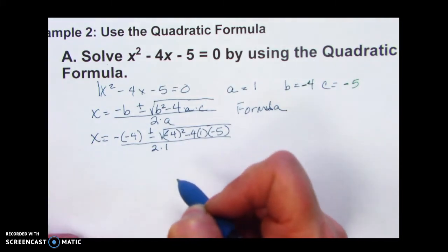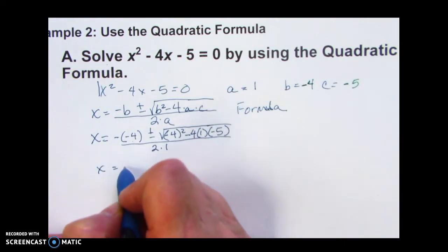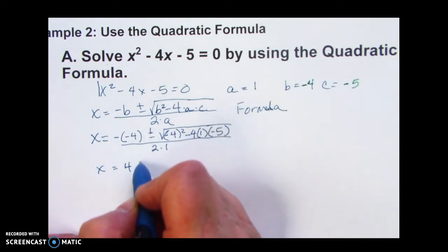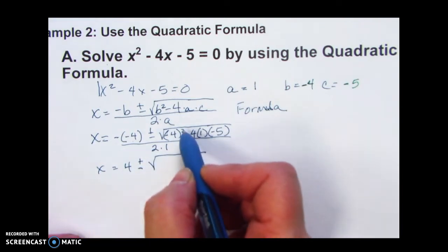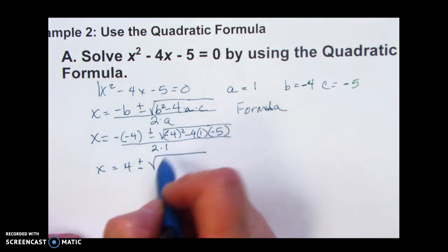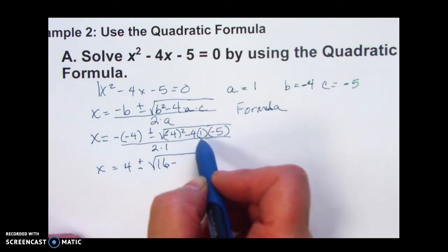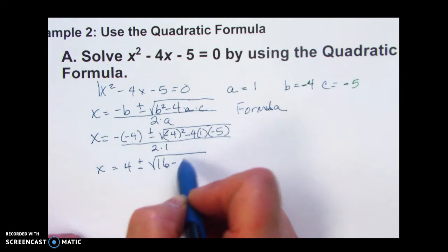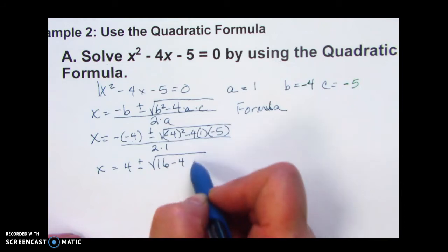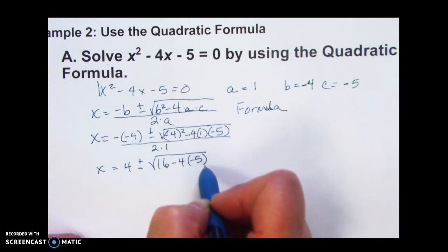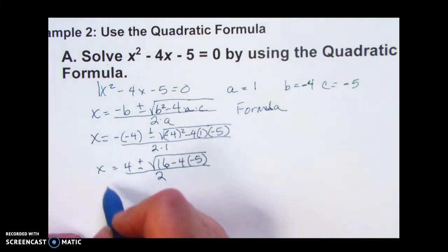Okay, now I'm going to start simplifying. I've got a negative and a negative. What's that going to make that? Positive. So x equals positive 4 plus or minus the square root. Negative 4 times negative 4, or negative 4 squared, is 16 minus, what's 4 times 1? 4. So I'm just going to put the minus 4. I've combined those two. I've multiplied that out. And then I'm just going to put times negative 5. All over 2. Because 2 times 1 is 2.